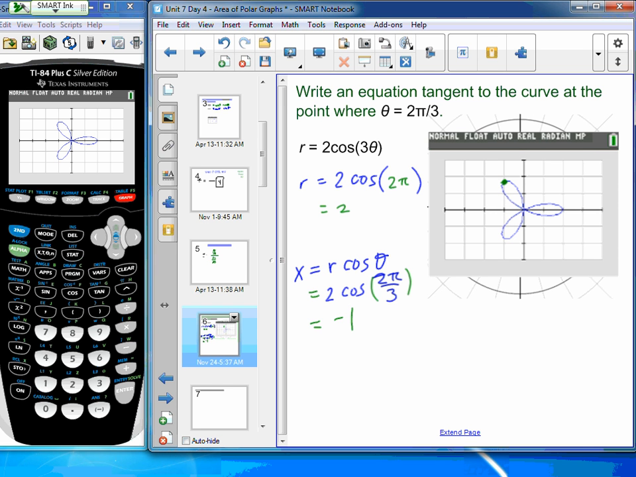Everybody see that? Cool. How do I get the y-coordinate? Same way. My y-coordinate will be given by r sine theta. My r value at theta equals 2 pi over 3, we've already calculated to be 2. Therefore, my y-coordinate is given by 2 times the sine of 2 pi over 3. We know that the sine of 2 pi over 3 is root 3 over 2. So I'm getting 2 times root 3 over 2 equals root 3. And we know that's about 1.73, and that looks like a reasonable estimate of that.